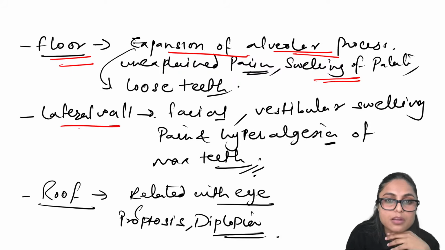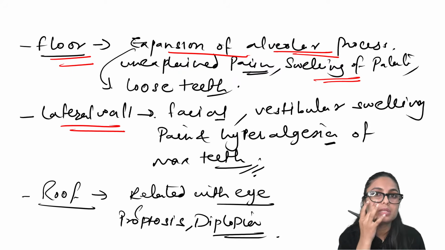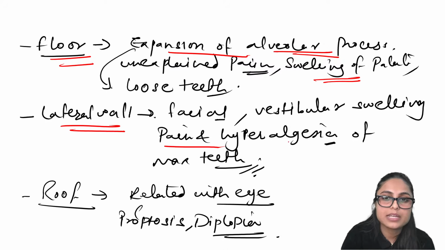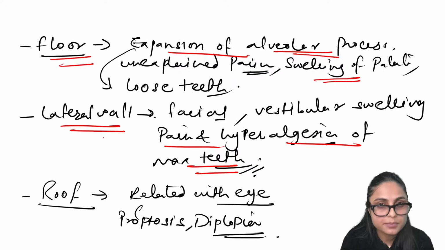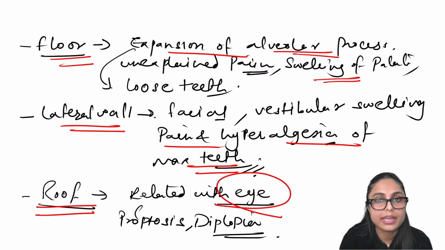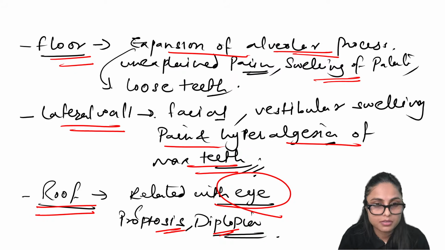When the lateral wall is affected, again, facial swelling. Here you will see the swelling, vestibular swelling, pain and hyperalgesia of maxillary teeth. If the roof is affected, there are signs and symptoms related to the eye. That is proptosis and diplopia, double vision and outward bulging of the eye from the socket. All right.